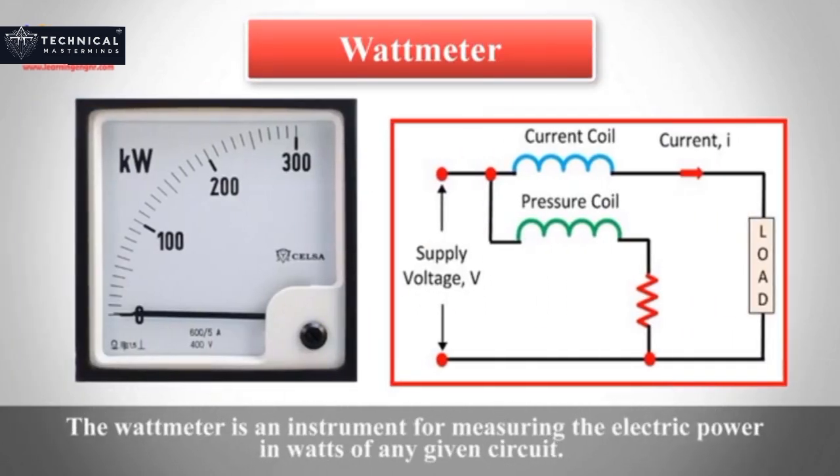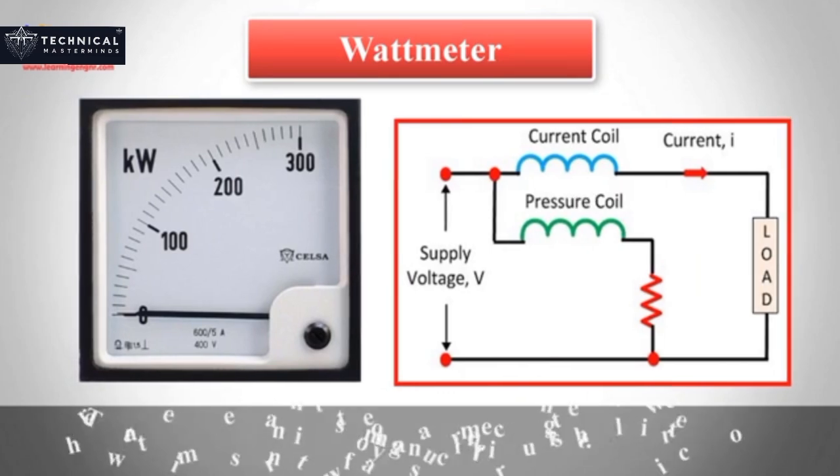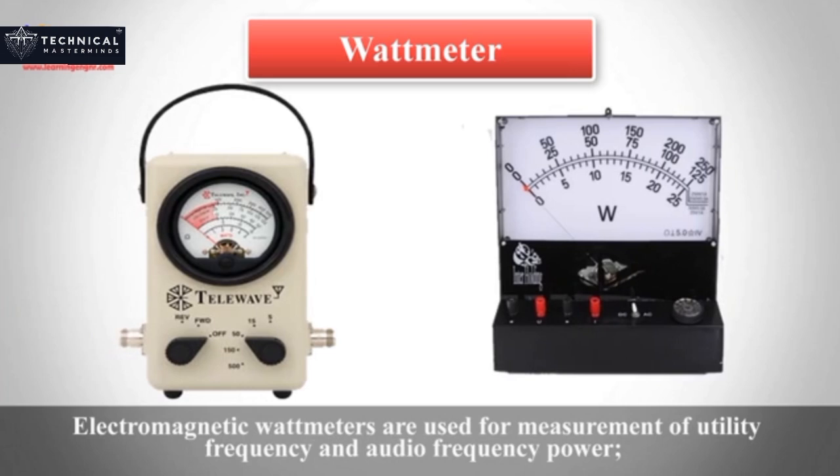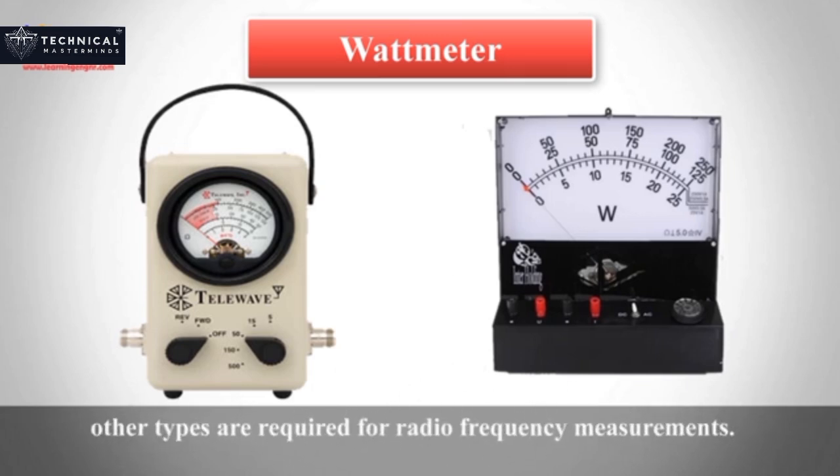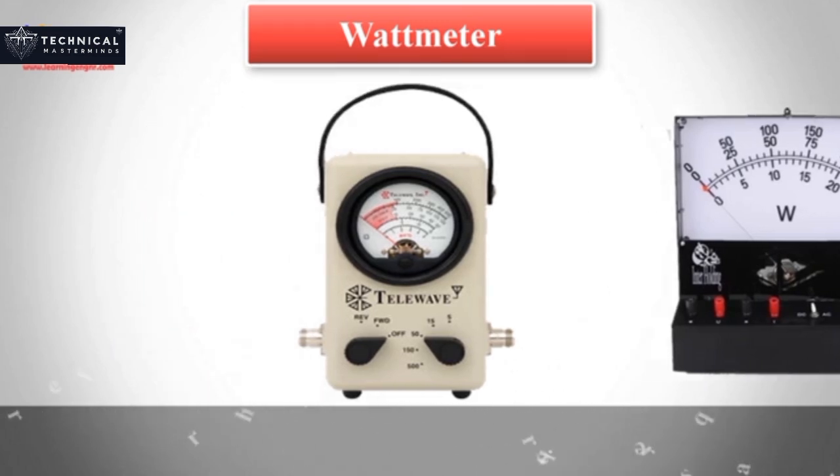Wattmeter. The wattmeter is an instrument for measuring the electric power in watts of any given circuit. Electromagnetic wattmeters are used for measurement of utility frequency and audio frequency power. Other types are required for radio frequency measurements.